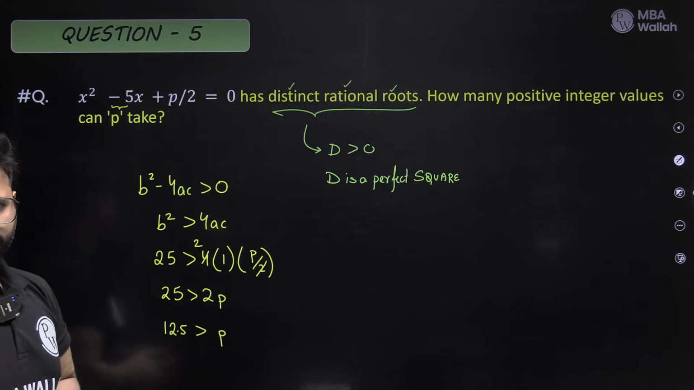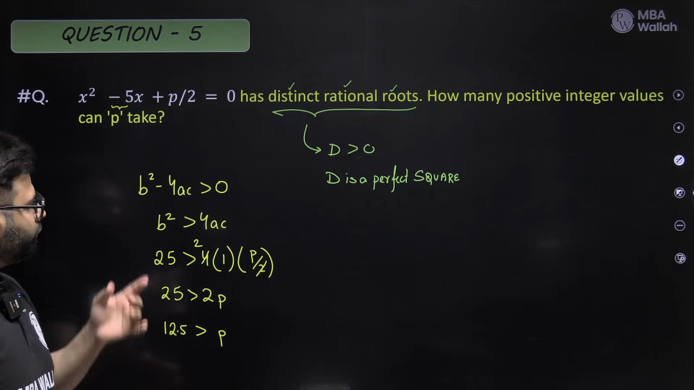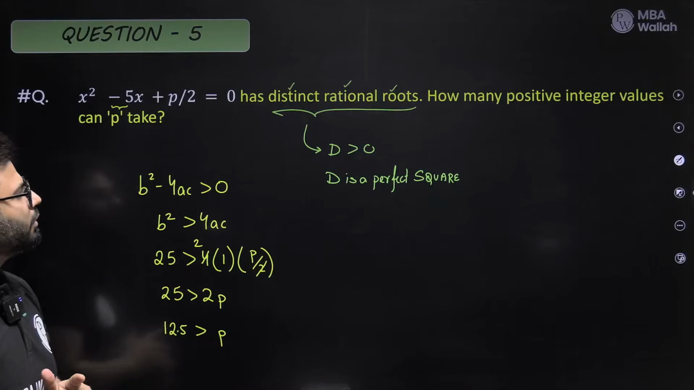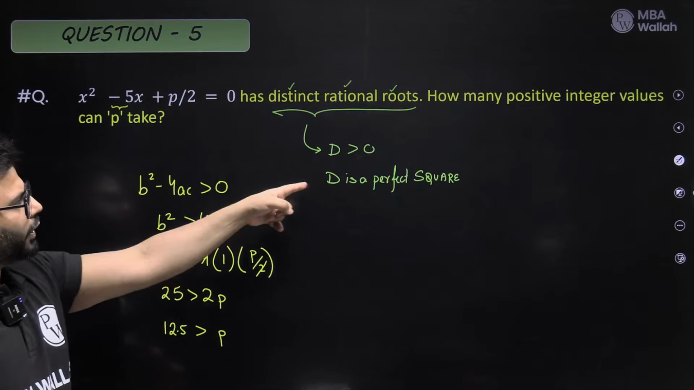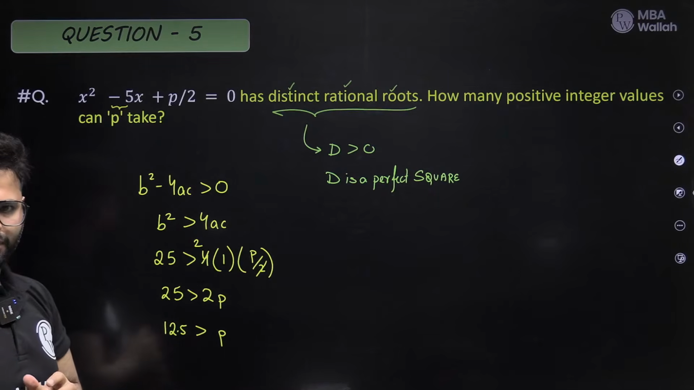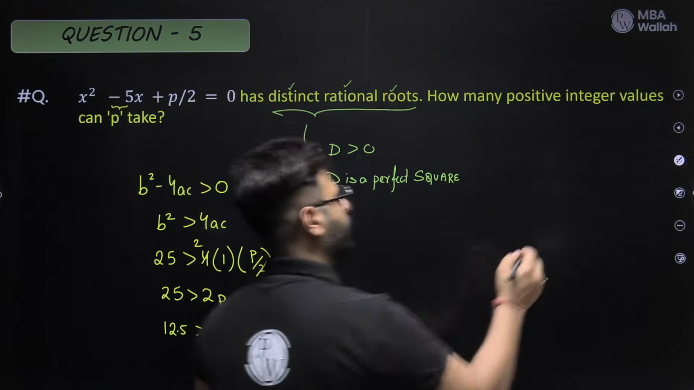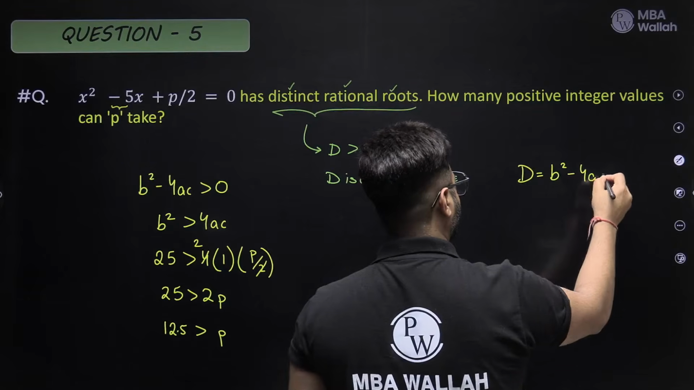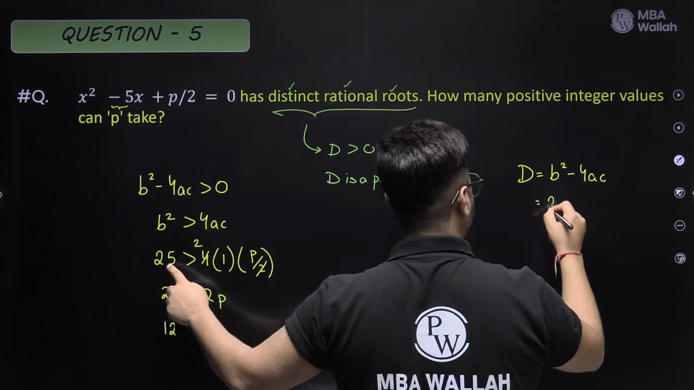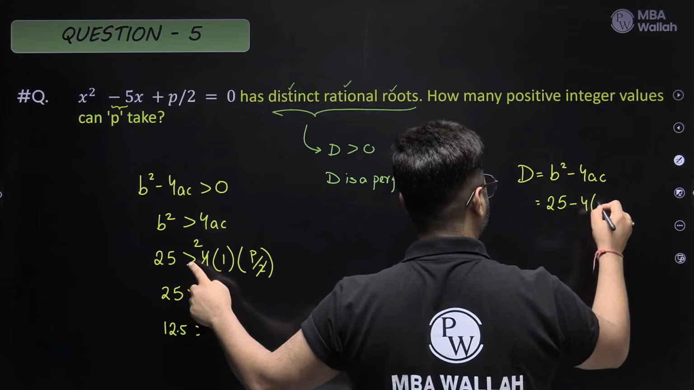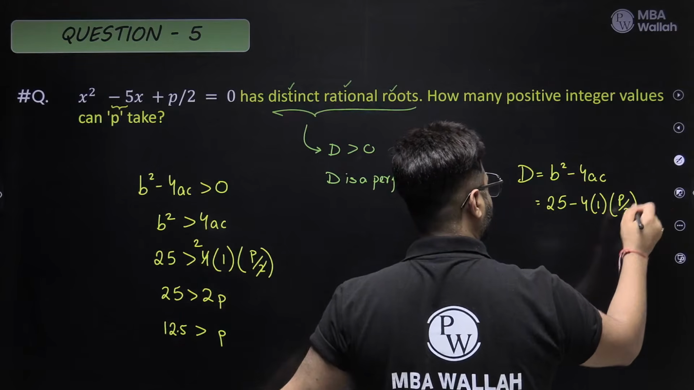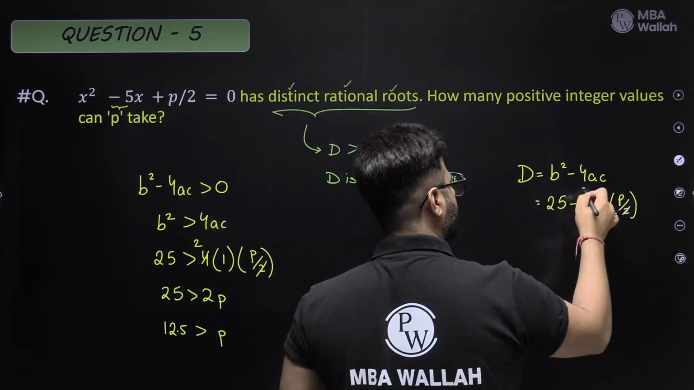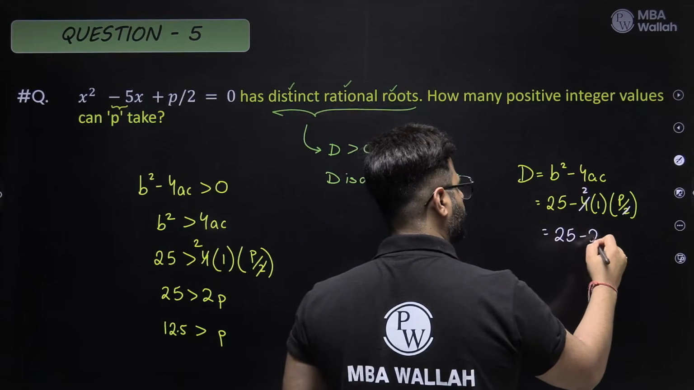Nice. But that is just one thing. There's something more. How would I use this particular thing? D is a perfect square. Let's check it again. Now see what happens. I know D is equal to B square minus 4AC. I know B square is 25, minus 4, A is 1, C is again P by 2, which gets cancelled. So I know it is 25 minus 2P.